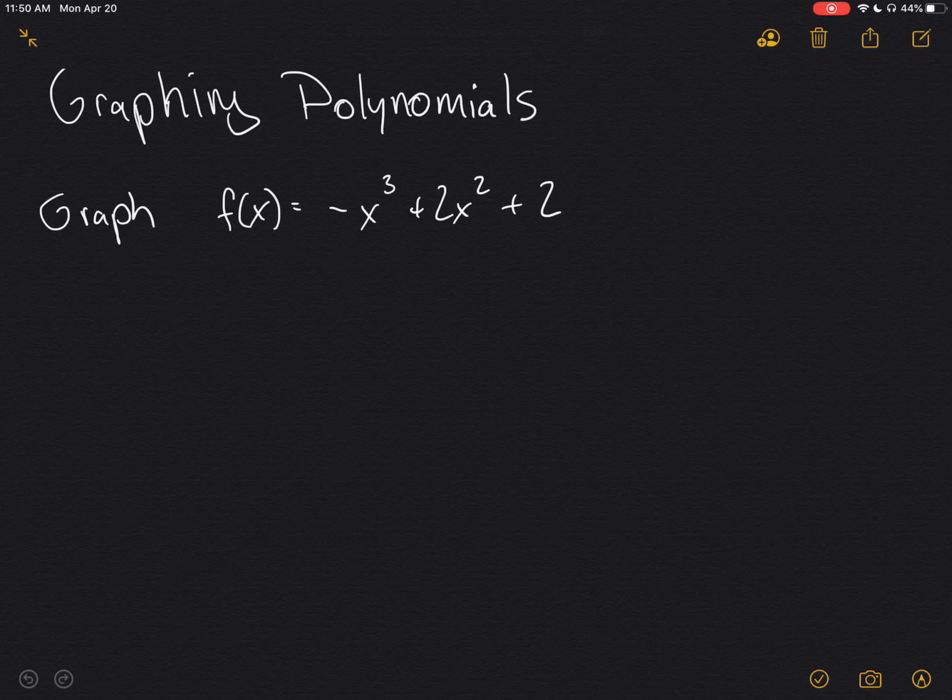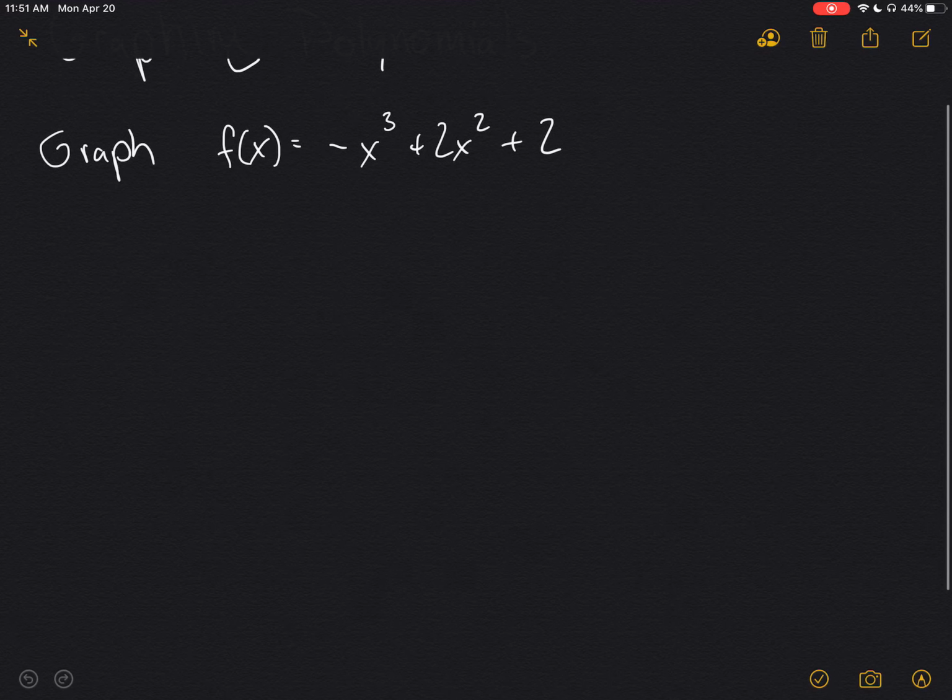All right, let's talk about graphing polynomials. So in front of you, we've got a third degree polynomial, and I would like to draw a rough sketch of this graph. What we are going to do is build a table, find some points, and then plot those points, and then check ourselves to see if that makes sense, right?